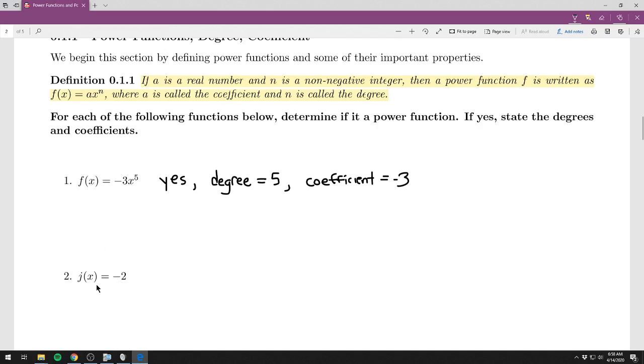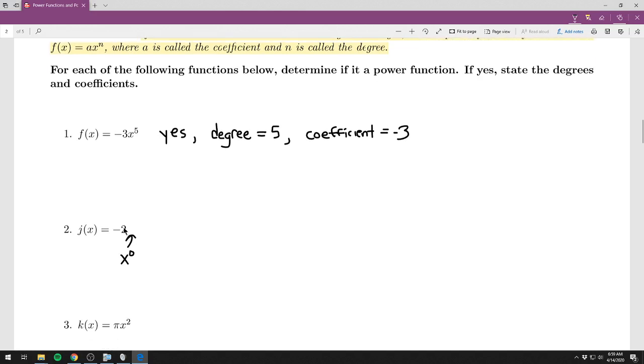Right. So number 2, the example, j of x equals negative 2. What you'll notice here is that there's no x. Really, that's going to be thought about as x to the 0 power, because anything to the 0 power is 1. So when we have something that only has a number there, we can think about it as x to the 0 power.